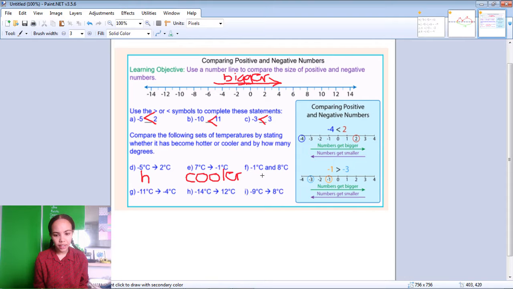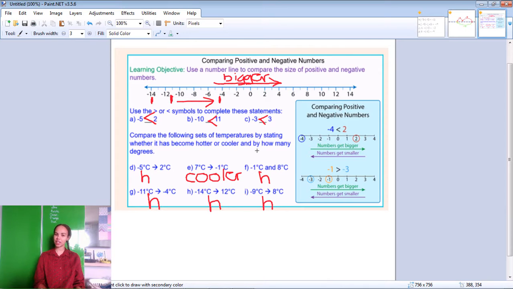From negative 1 to 8, that's hotter. From negative 11 to negative 4. Okay, so this is minus 4. So minus 11 is here. Minus 4 is here. Right? We go from here to here. See that arrow? That means bigger, so hotter. We go from minus 14. We have minus 14 over here. 12 is all the way there, so that's an easy one. Hotter. And this one as well, hotter. Okay, so there we go.